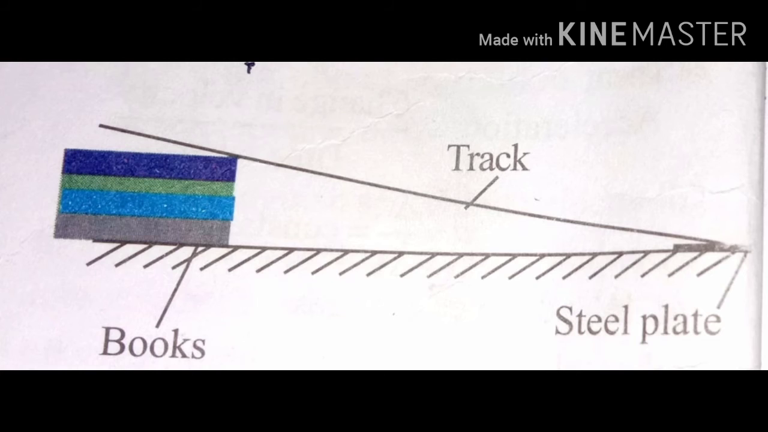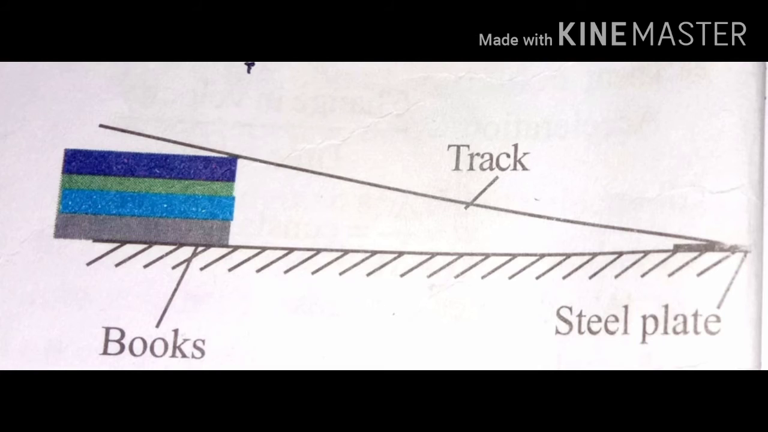Take a digital clock into your hand. Wherever you choose the distance, keep the marble there. Now, when you release the marble and start the digital clock, the marble reaches the bottom of the track and strikes the steel plate. Once you hear the sound, stop the digital clock and note down how much time it has taken to reach from there to here.